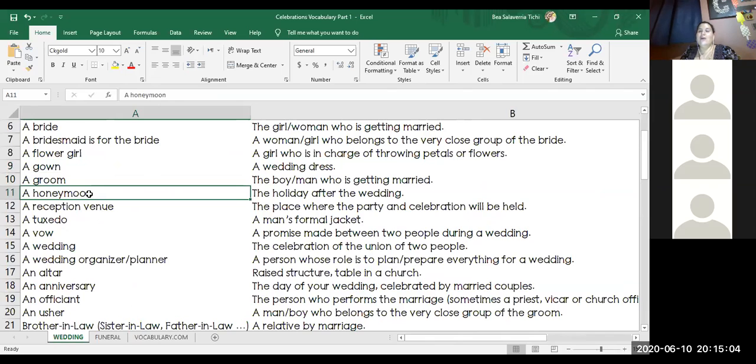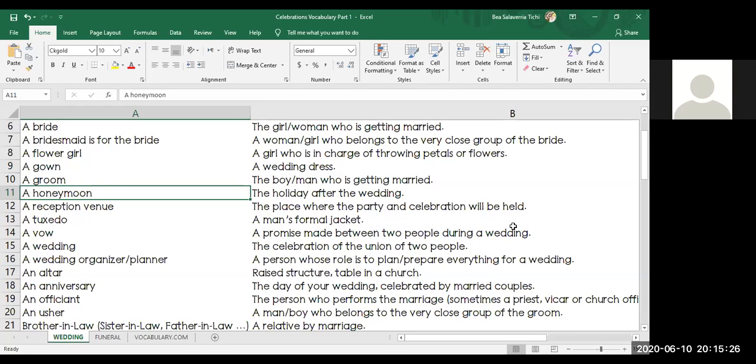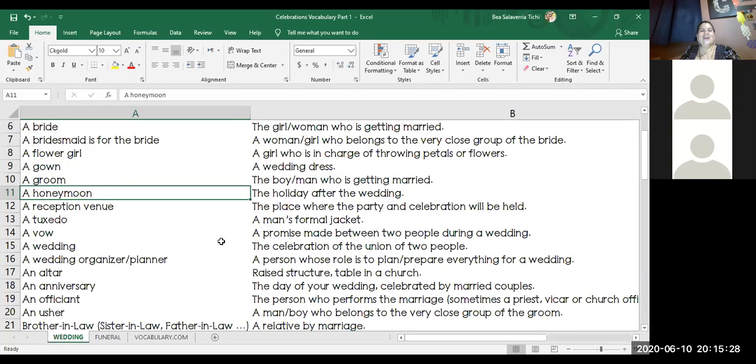Where would you like to go on a honeymoon? Bora Bora, Santorini, Copacabana, I don't know. Where would you like to go on your honeymoon, guys? Greece. Greece, okay, Santorini, yes. Me too. Santorini. Okay, very good.